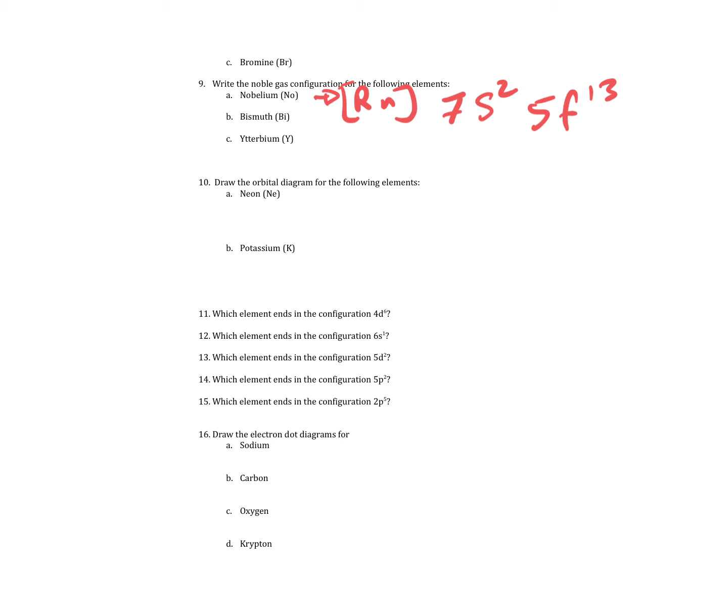Let's look for yttrium. Yttrium is Y. Okay, yttrium is element number 39, so we go up 1 and all the way over. The last noble gas for yttrium is krypton. Why am I not doing bismuth? I don't have enough space.